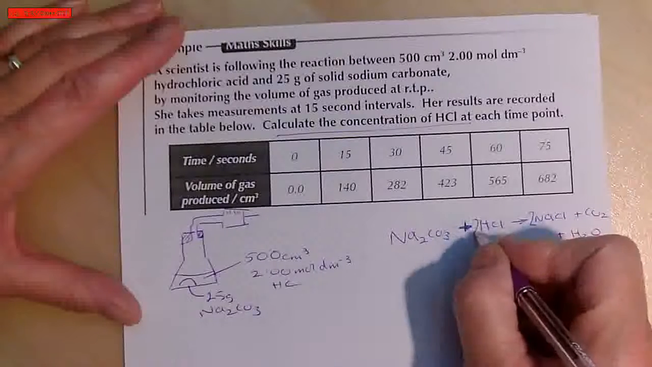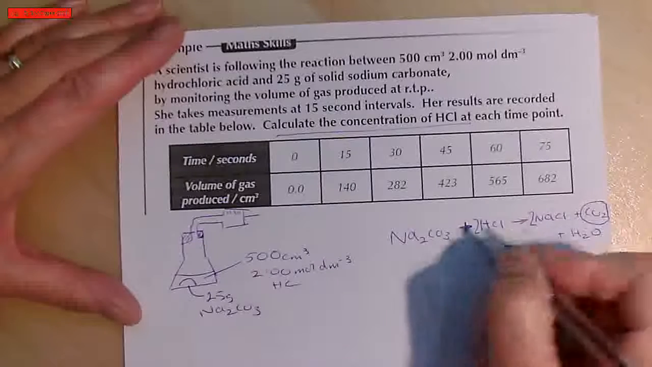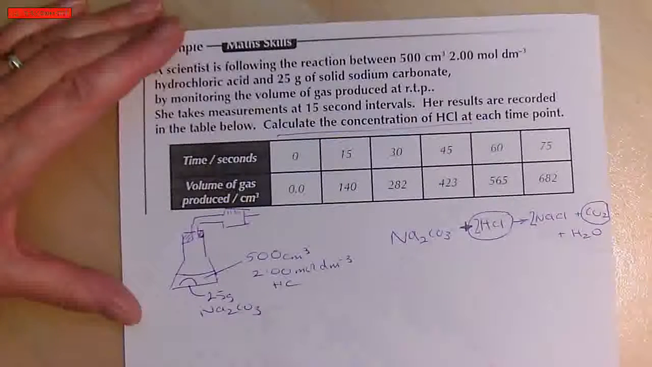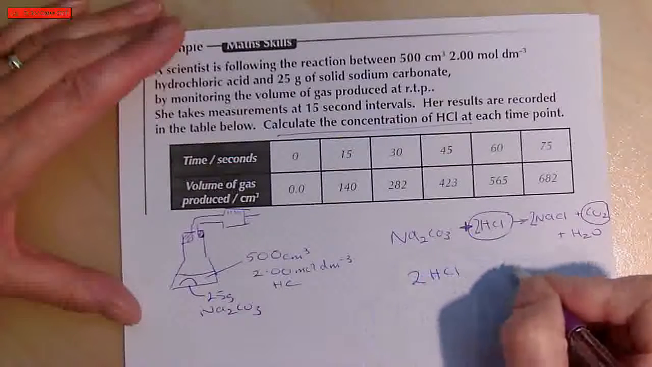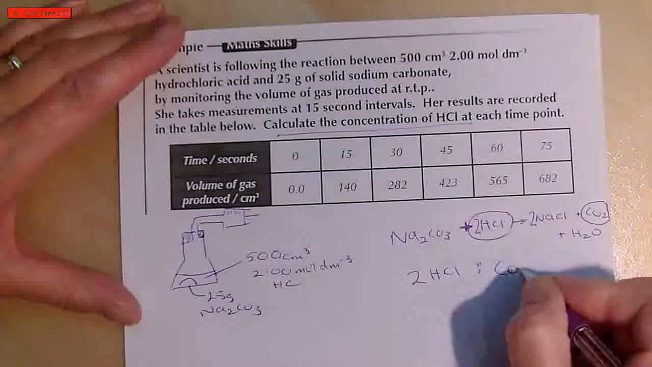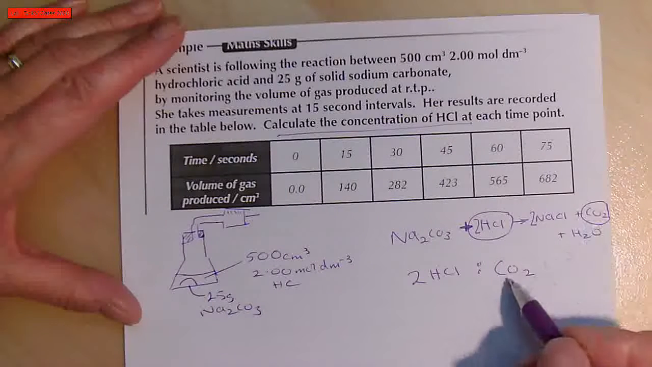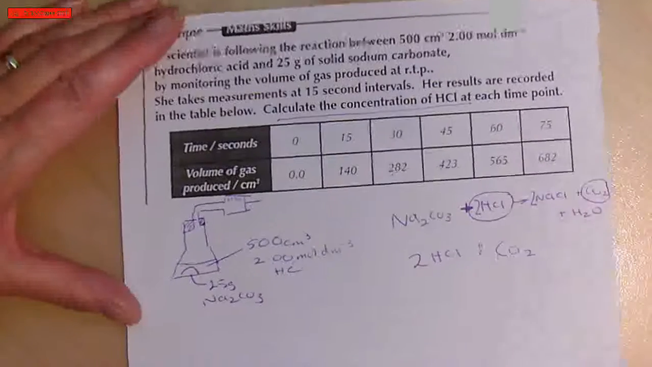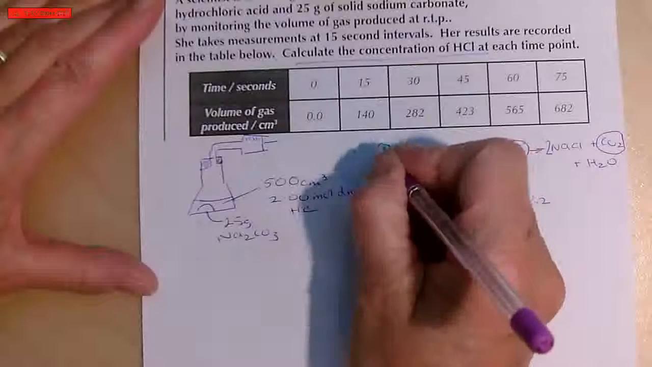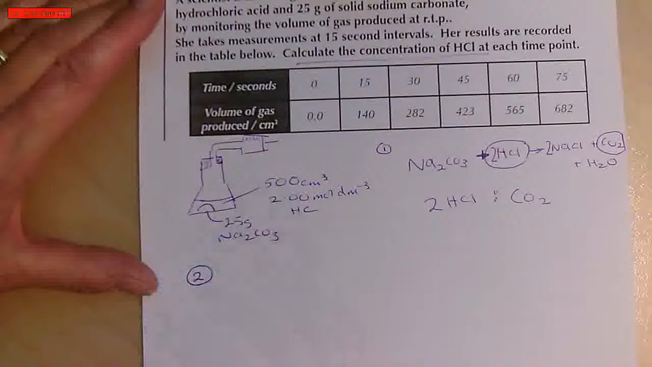And I need to balance this equation, so I need to put 2 in front of sodium chloride and I need to put 2 in front of HCl. Now the main thing here is the carbon dioxide and hydrochloric acid ratio. So I've got 2 moles of hydrochloric acid to every 1 mole of carbon dioxide. So if I can work out the number of moles of carbon dioxide I've made, then I know I've used twice as much hydrochloric acid.